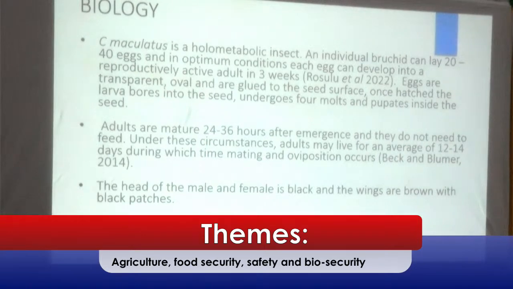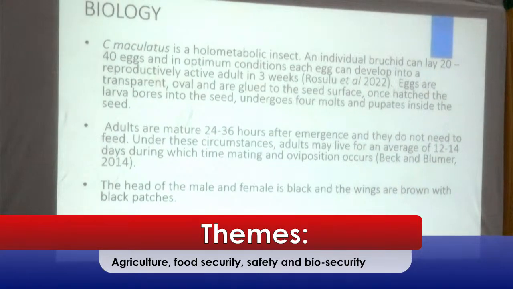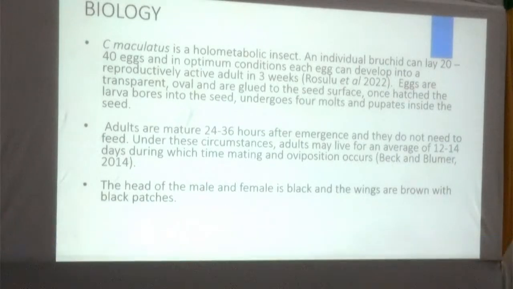So on to biology, still under introduction. The cowpea weevil is a holometabolic insect. Of course, it goes through the 4 stages of egg, larva, pupa, and adult, with the female laying a minimum of 20 to a maximum of 40 eggs, of course, under optimum condition. Each egg can develop into a reproductively active adult in 3 weeks. So eggs are transparent and oval and are glued onto the seed surface.